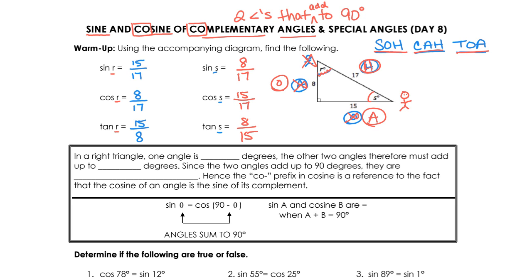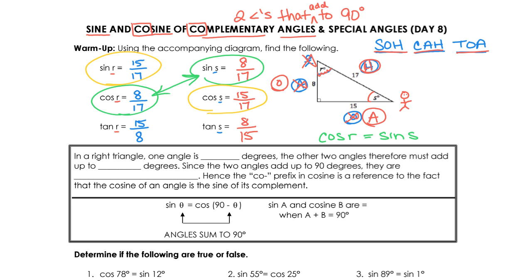Okay, and what we're going to talk about today is that these two are equal to the same fraction. And so what we're going to learn is that the cosine of R will equal the sine of S. Okay, and there's another one. These are equal to the same fraction as well, both equal to 15/17, and therefore we can also say that the sine of R is equal to the cosine of S. Okay. Tangent's relationship is that their fractions are just reciprocals of each other, and we're not focusing on that today. Only going to go ahead and focus on sine and cosine's relationship.